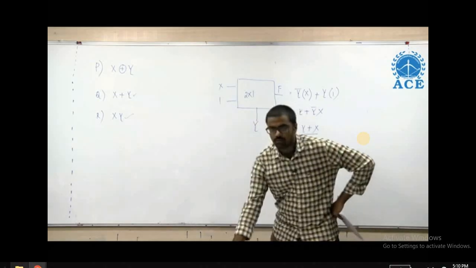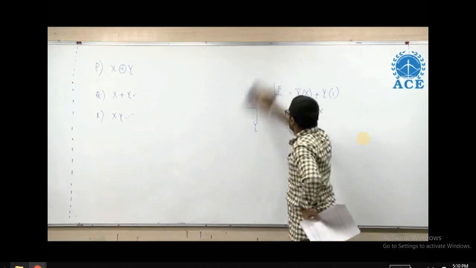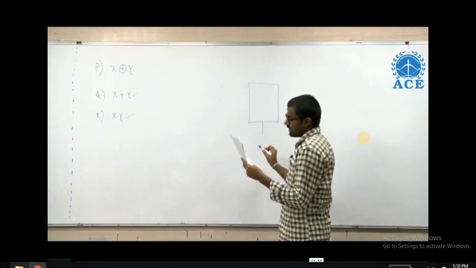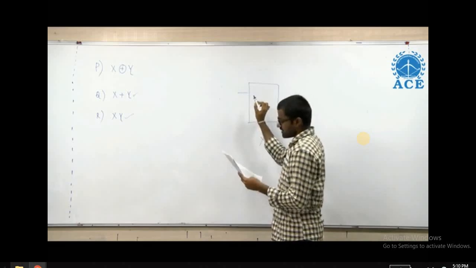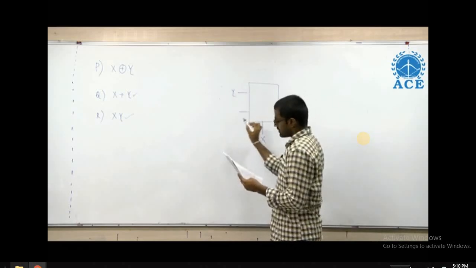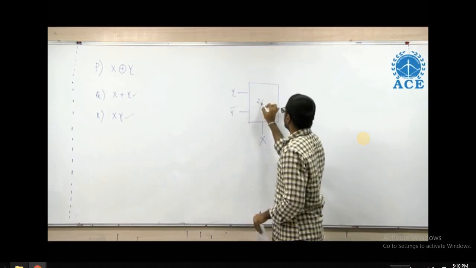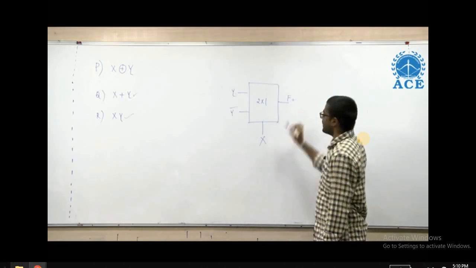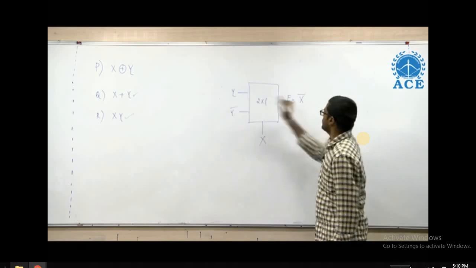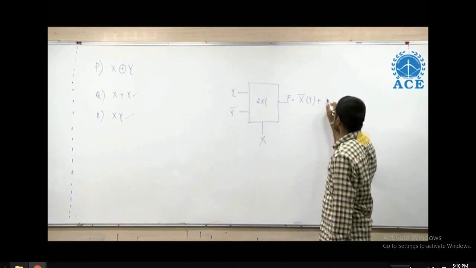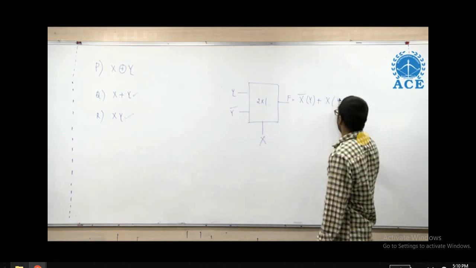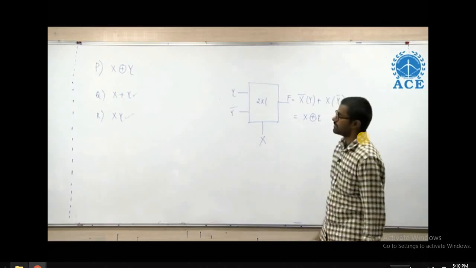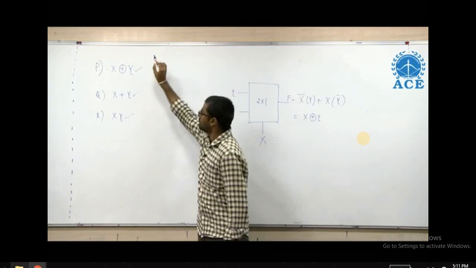Now let us look at the third multiplexer. They have given the selection line as X, the first input is Y, the second input is Y bar. Now let us look at what function is implemented with the help of this multiplexer. The function can be written as X bar into first input, that is Y, plus X into second input, that is Y bar. This is nothing but X XOR Y. So it is matched to option P.